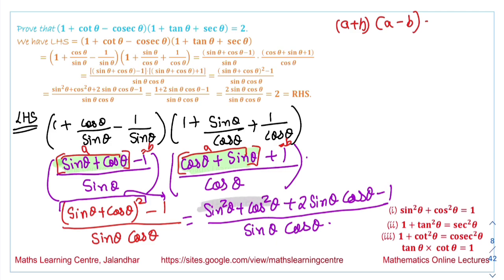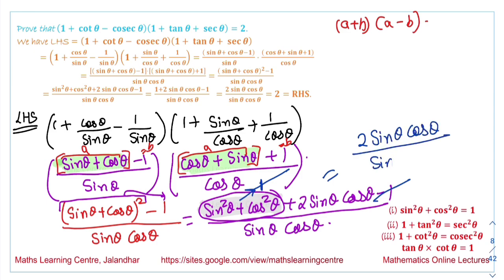Now what is the value of sin square theta plus cos square theta? This value is 1. So this 1 and this minus 1 get cancelled. What we are left with is 2 sin theta cos theta over sin theta cos theta. This sin theta cos theta gets cancelled and the answer we are left with is 2.